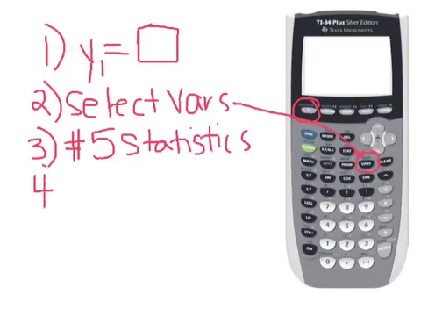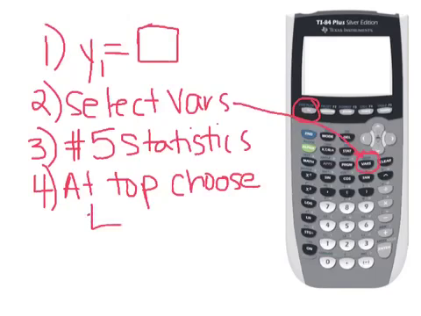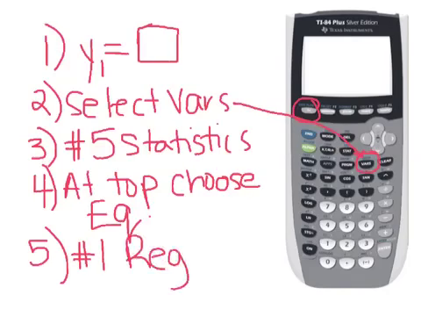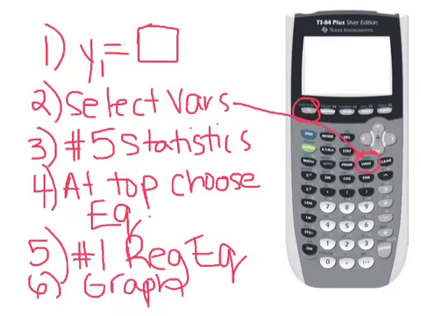And from there, after we choose statistics, we have to arrow over at the top and choose EQ. We're going to go to the EQ or equation menu. And then under that EQ menu, option number 1 is Reg EQ. If you select Reg EQ, it'll take your logistic regression model that you came up with, and it'll paste it into your equation editor. And then after your equation's been pasted into your equation editor, you can press graph. What this will do is graph your equation over the top of your scatter plot.